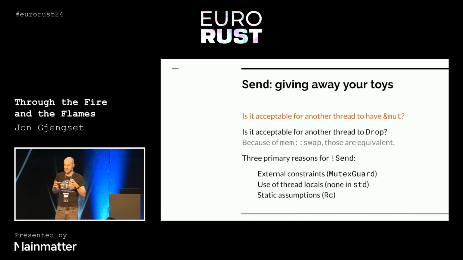So Send bounds, the basic premise for Send is that it is a trait that marks that a type can be given away to others. The fundamental question you should be asking yourself with Send bounds is whether it's acceptable for another thread to have a mutable reference to your type.